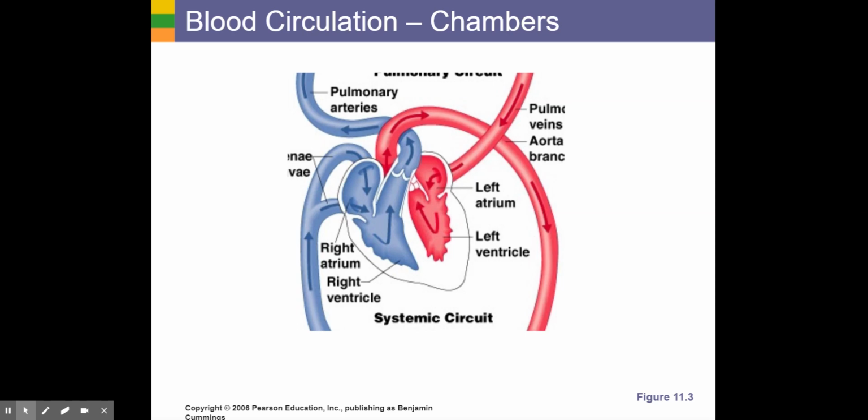Again, remember where your valves are, and that'll kind of put things in place. And also remember that the right side of the heart is going to the lungs. So if you remember vena cava to the right side to the pulmonary arteries, and then the left side is going to the body. So pulmonary veins to the left side, and then aorta to the systemic system. Okay. And we'll just kind of keep working through that.